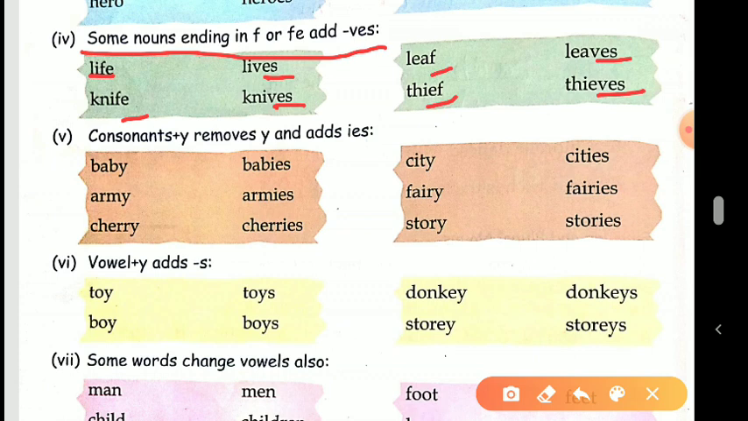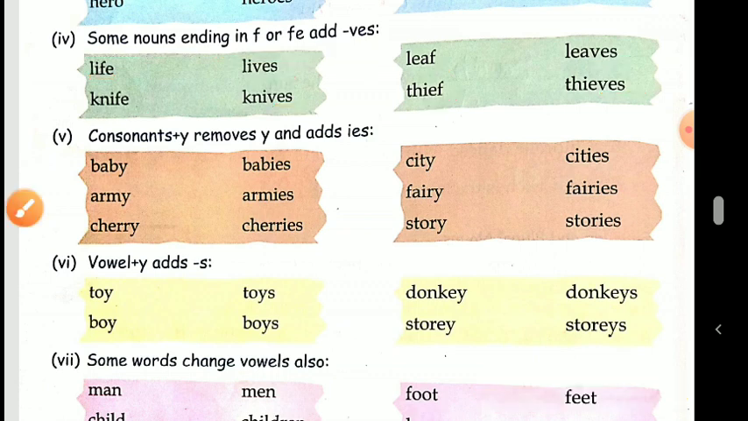So life will become lives, knife will become knives, leaf will become leaves, thief will become thieves. Because in all these words, when the singular noun has F or FE at its end, you need to keep in mind that you have to remove that F or FE and replace it with VES. This was the fourth rule.